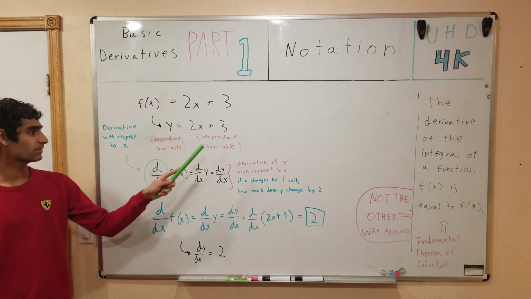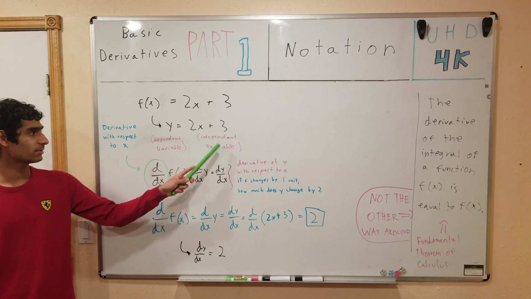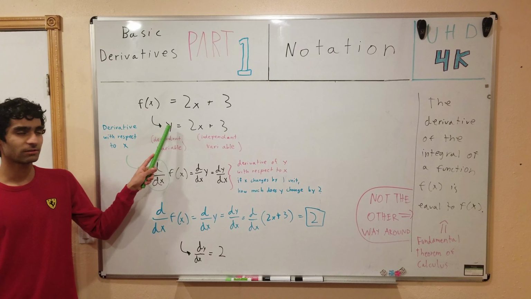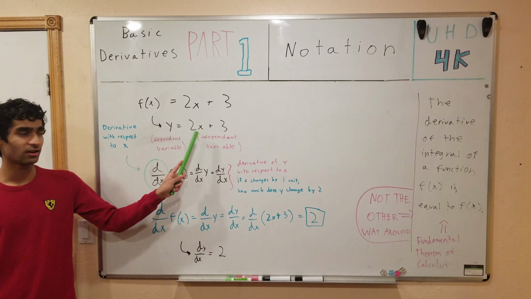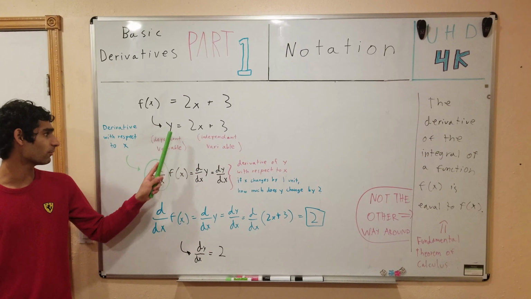And there's two important things you need to learn: independent and dependent variables. An independent variable, like the variable x over here, is a variable that we can control. And a dependent variable, like the variable y, is a variable that is dependent on the values of the independent variables. So over here we plug in a value of x and we get an output of y.